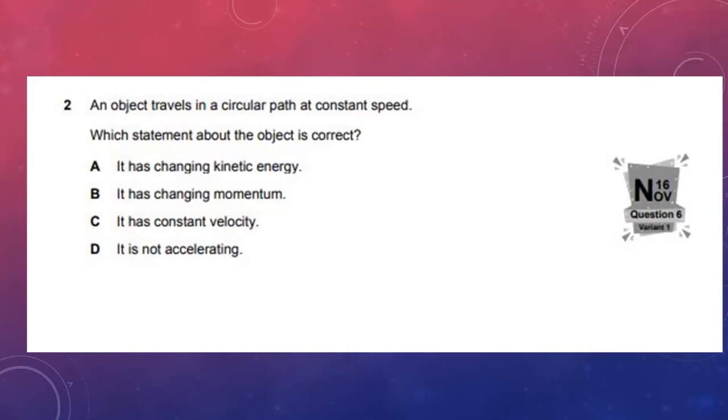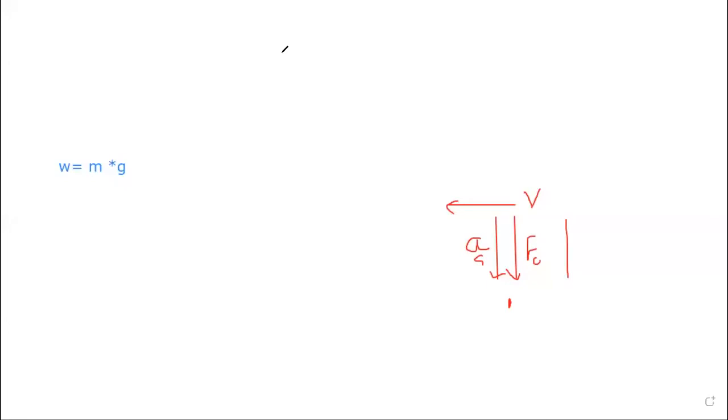Number 2, it has a changing momentum. What does the momentum mean? Do you know how to calculate the momentum? Momentum, take letter P. This is linear momentum, okay? It equals mass times velocity.